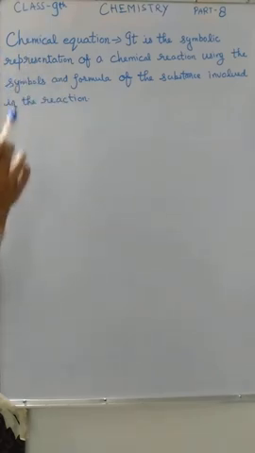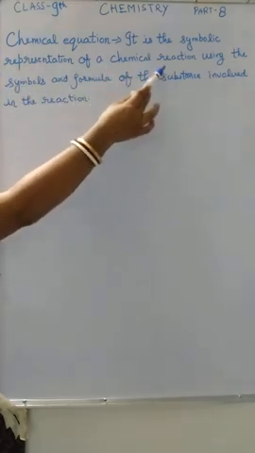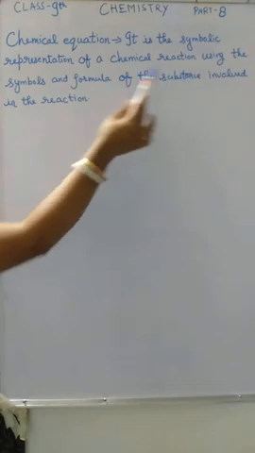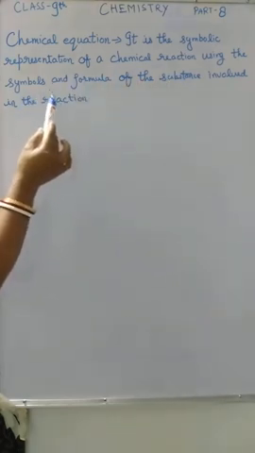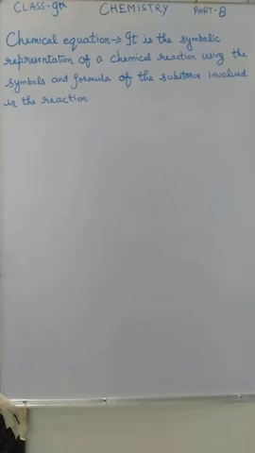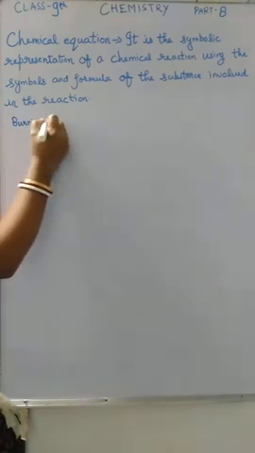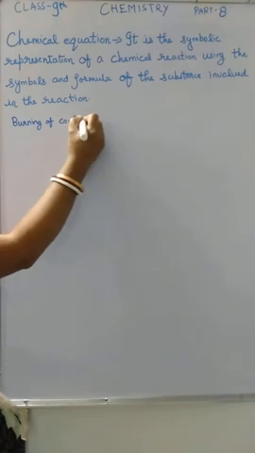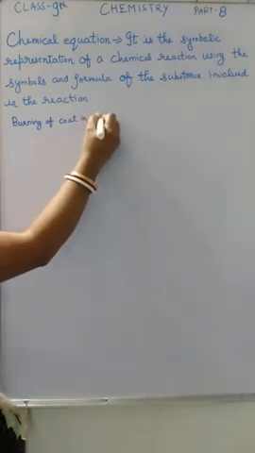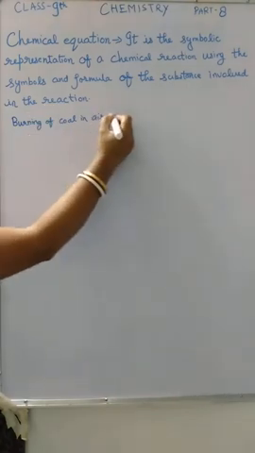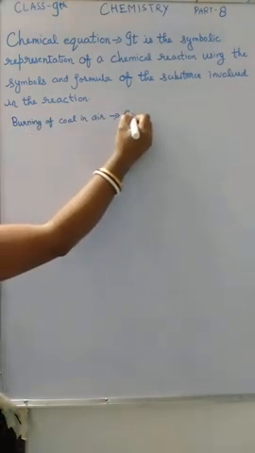Okay, listen again. Whenever you are writing any chemical reaction using the symbols and formula of the substance which are involved in that particular reaction, that is called chemical equation. For example, you see burning of coal in air is a chemical reaction, and in which a new substance is formed, that is carbon dioxide.